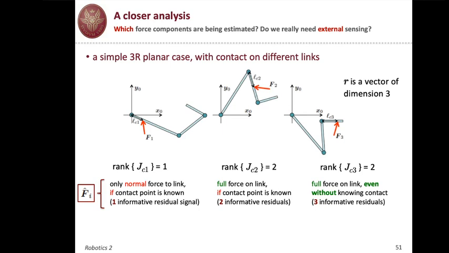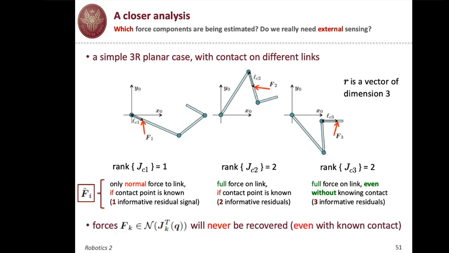So with this informative residual, you can estimate both the components X and Y of the applied force F3 and also the contact point. Okay, in fact, you estimate the contact point and then you can estimate the value of the two components of the force. Indeed, if the force lies in the null space of the Jacobian transpose, no matter if you know or you don't know the contact, then this component will never be recovered because it will never excite the residual, which remains at 0.